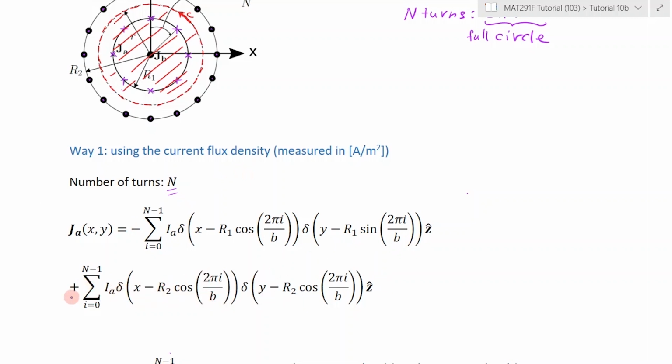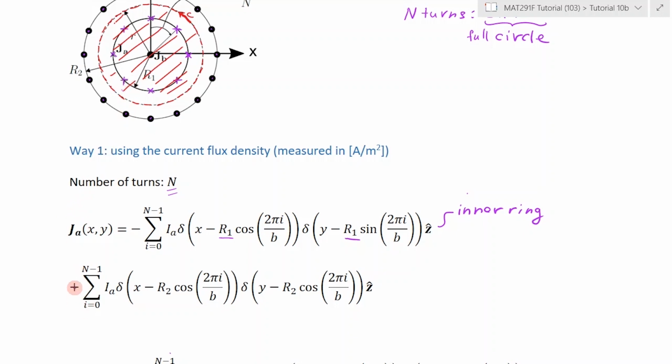Let me just highlight some things. On this line we have the terms corresponding to the inner ring. So these filaments right here. The reason why is because this is R1, the inner radius on this trace. I have a negative sign here because the direction is negative z hat instead of being z hat, because the current is going into the page here.